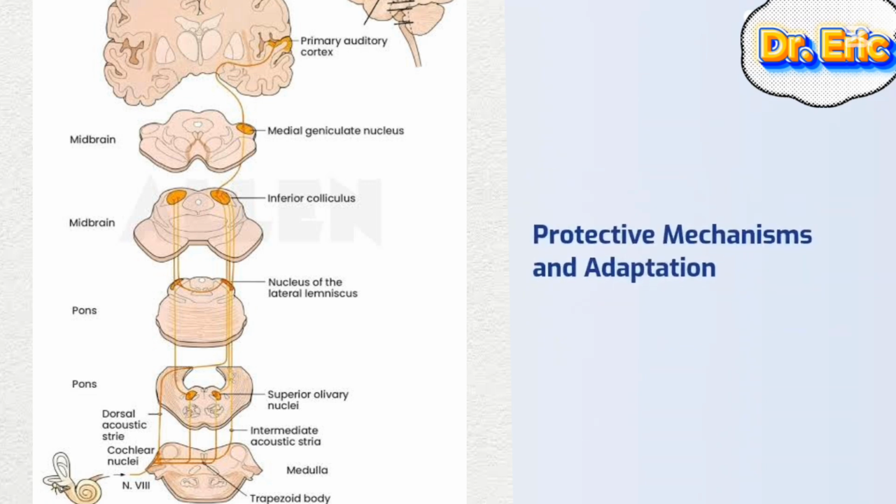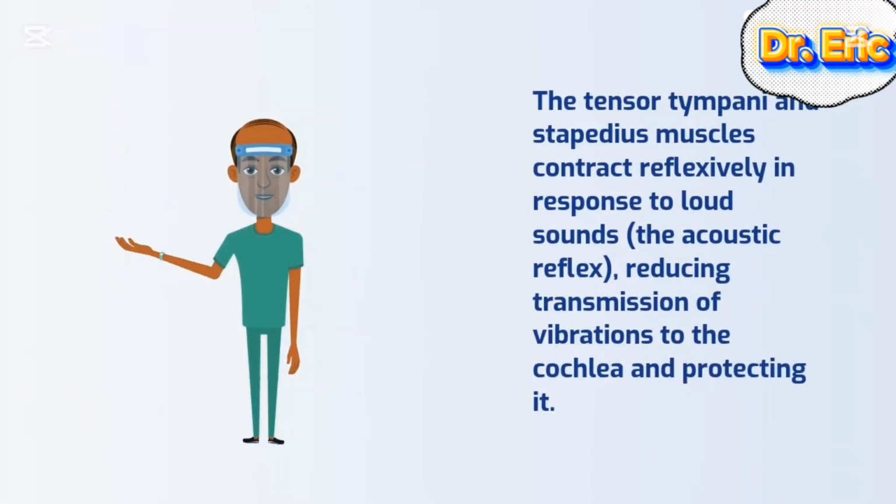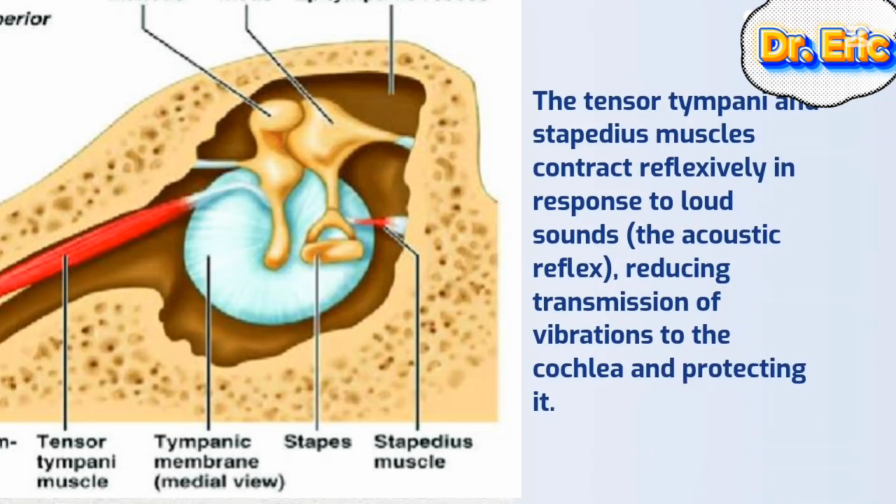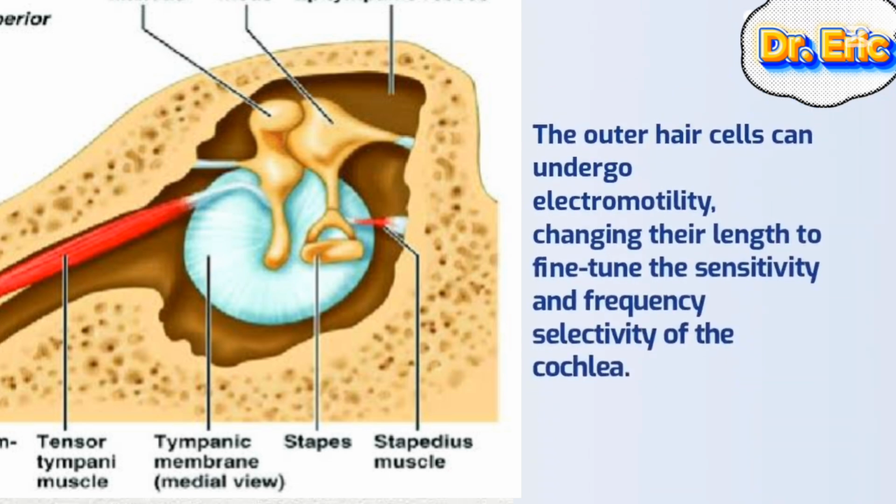Protective mechanisms and adaptation. The tensor tympani and stapedius muscles contract reflexively in response to loud sounds, the acoustic reflex, reducing transmission of vibrations to the cochlea and protecting it. The outer hair cells can undergo electromotility, changing their length to fine-tune the sensitivity and frequency selectivity of the cochlea.